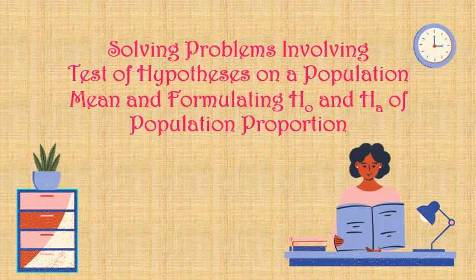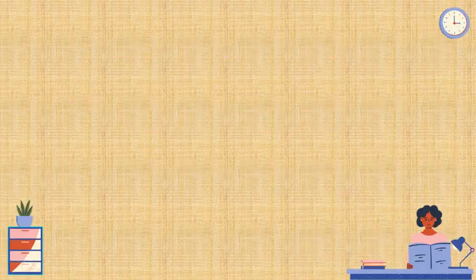So our lesson for this session is solving problems involving test of hypotheses on a population mean and formulating the null and alternative hypothesis of population proportion. So this is quarter 4, module 13.